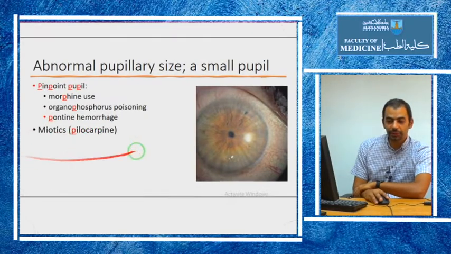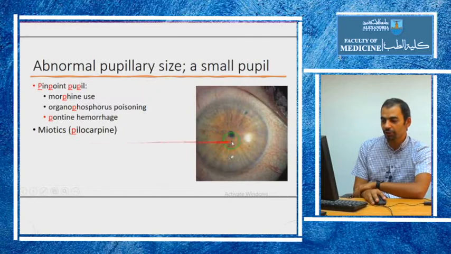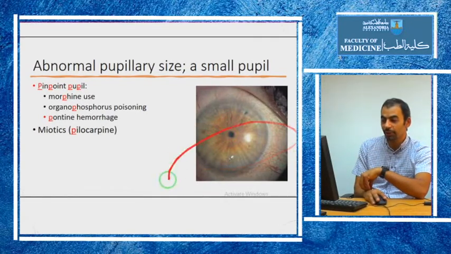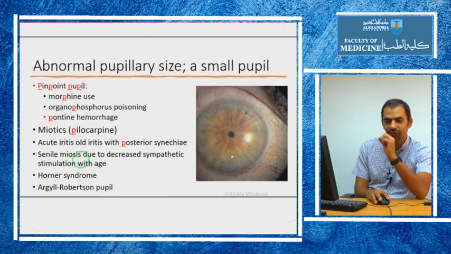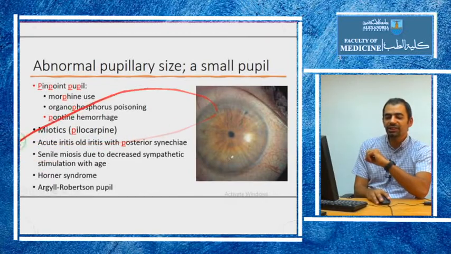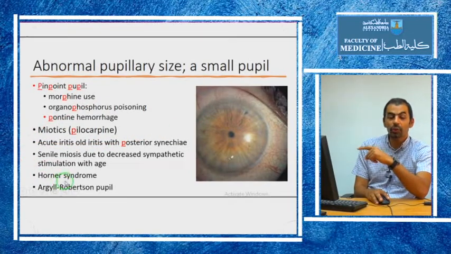Miotics like pilocarpine can produce pinpoint pupil, and this patient, for example, had an attack of angle closure glaucoma. As you will understand in the glaucoma lectures, angle closure glaucoma is treated by giving miotics and doing a laser iridotomy. Other causes include posterior synechia, senile miosis, as we mentioned, because they have low sympathetic activity in comparison to young people, so they tend to have a smaller pupil size. And as we will see later on, there are Horner syndrome and the Argyll-Robertson pupil.